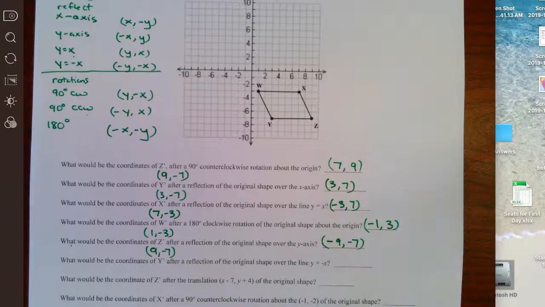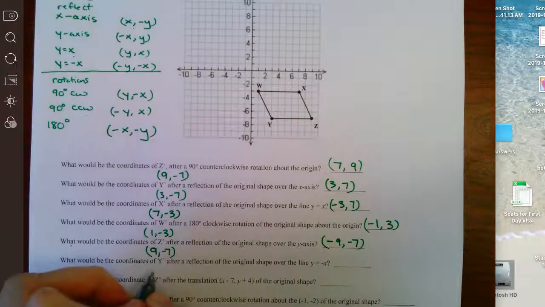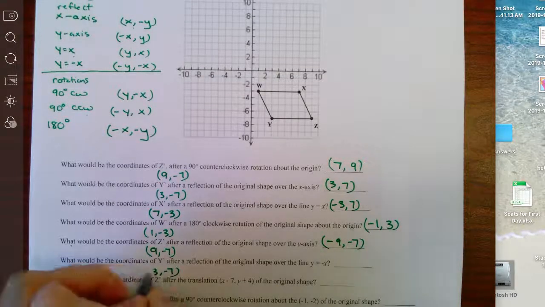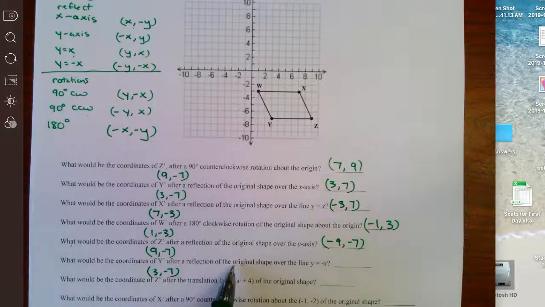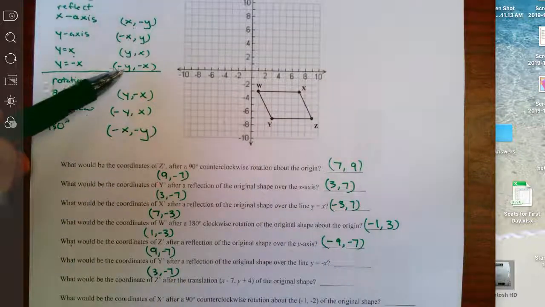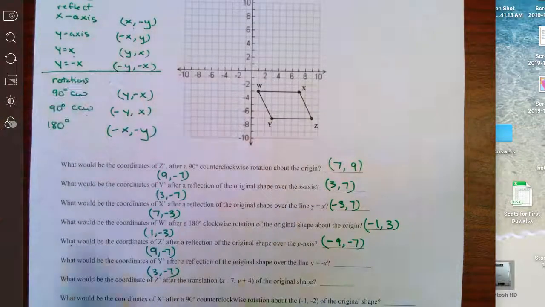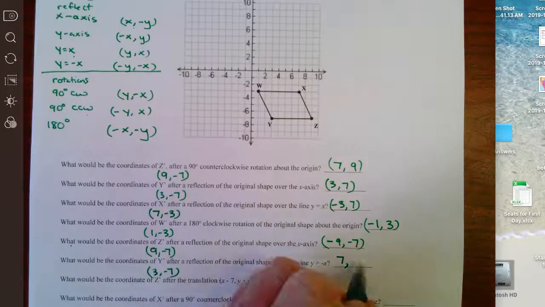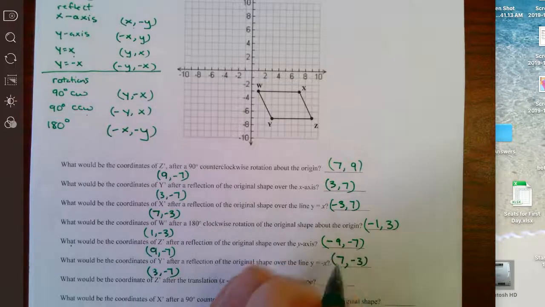What would be the coordinates of y after reflection of the original shape over the line y equals negative x? So that one, not only do they switch places, but they change signs. So that negative 7 becomes a positive 7, and it's now the x value. That 3 becomes a negative 3 and becomes the y value.